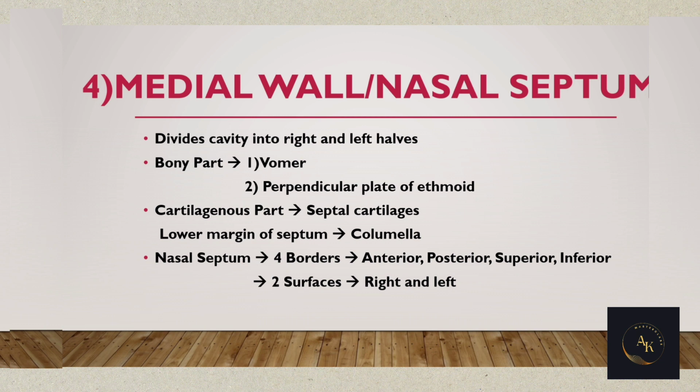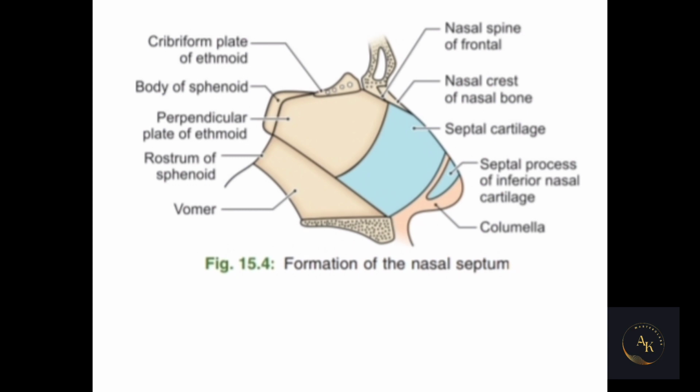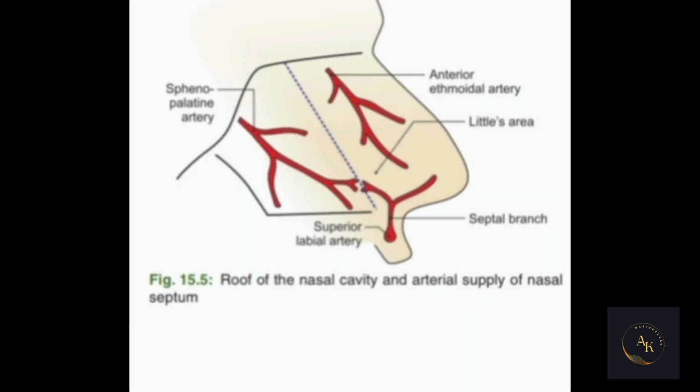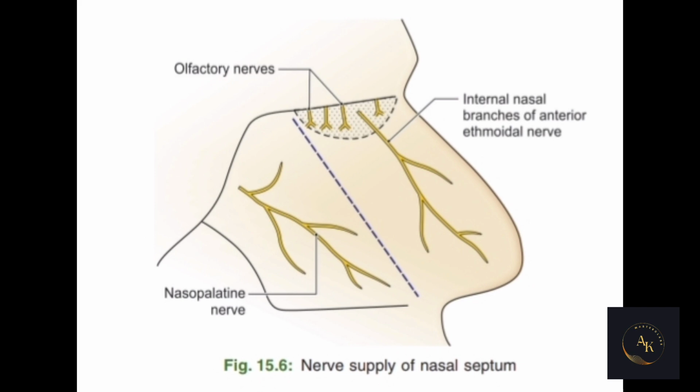Nasal septum or medial wall consists of four borders, namely anterior, posterior, superior, and inferior. Medial wall consists of two surfaces, namely right and left. Given diagram is a formation of nasal septum. Blood supply to nasal septum is shown in the figure. Nerve supply of nasal septum.